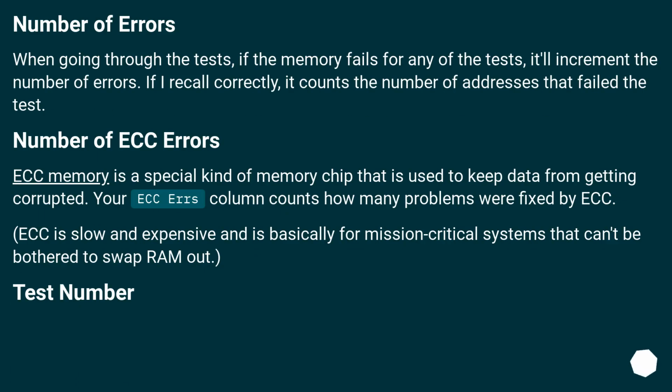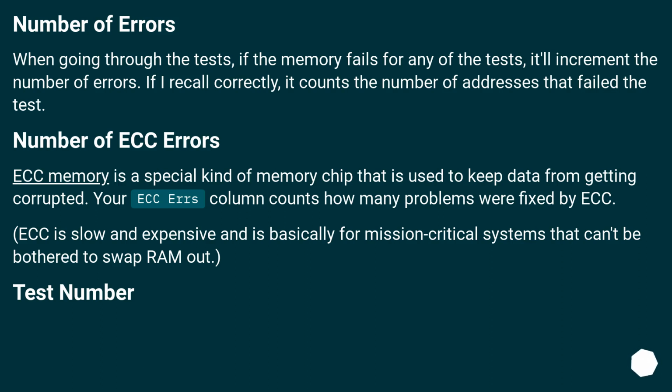Number of errors. When going through the tests, if the memory fails for any of the tests, it'll increment the number of errors. If I recall correctly, it counts the number of addresses that failed the test. Number of ECC errors. ECC memory is a special kind of memory chip that is used to keep data from getting corrupted. Your ECC errors column counts how many problems were fixed by ECC. ECC is slow and expensive and is basically for mission-critical systems that can't be bothered to swap RAM out.